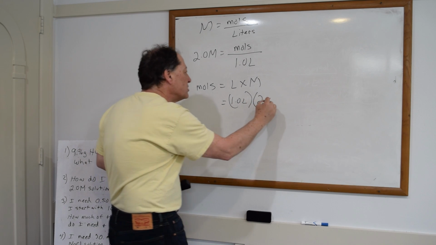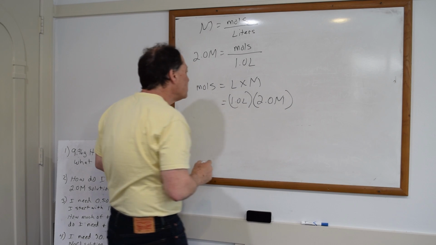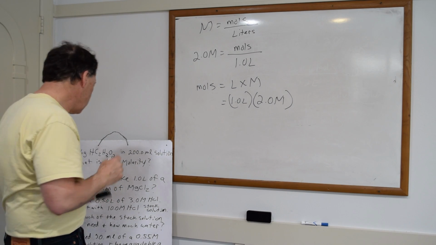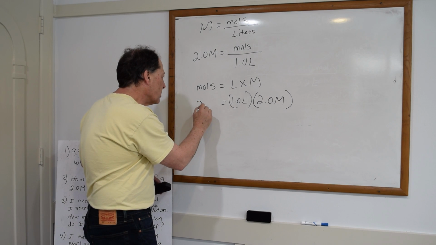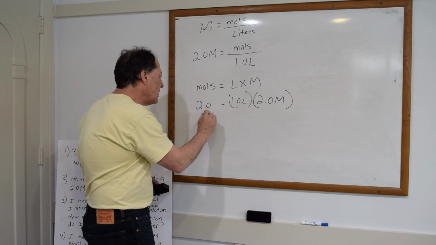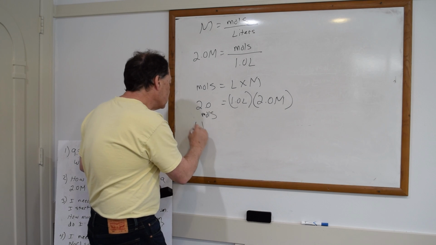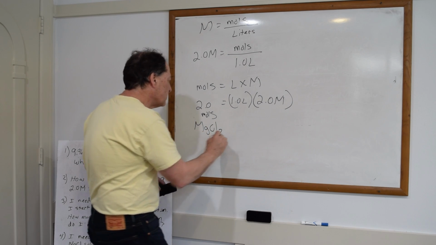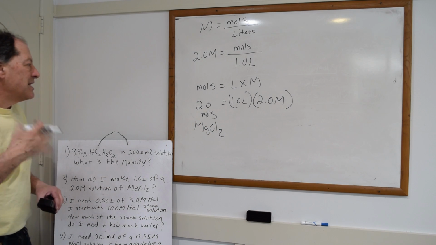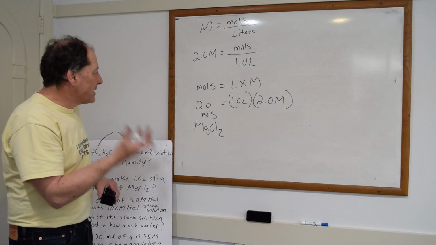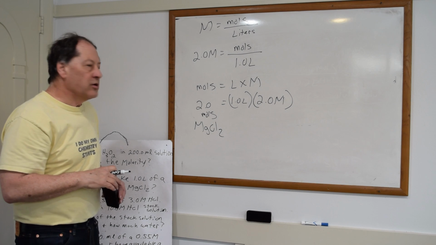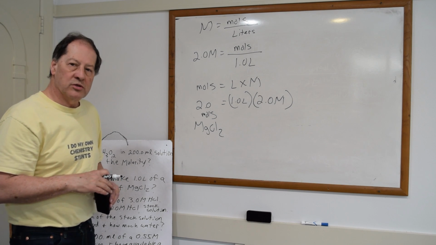I want a 2.0 molar solution. So how many moles of magnesium chloride do I need? Well, 2 times 1 is simply 2, so 2.0 moles. And that's magnesium chloride, right? So I just need to put 2 moles of magnesium chloride into a container and add a liter of water, and then I've got a 2 molar solution.